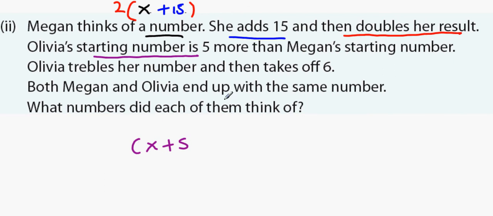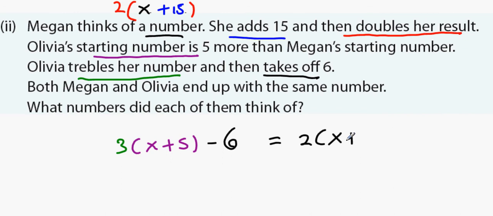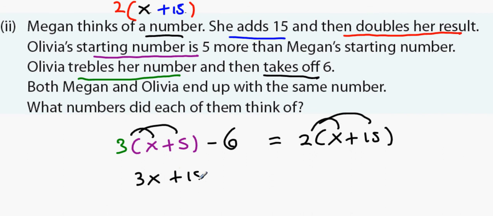Okay? Olivia trebles her number. So what Olivia does is Olivia trebles her number, which means she multiplies by 3, and then she takes off 6. They both ended up with the same number. This means Megan's number and Olivia's number are the same. So we're just going to multiply it out and solve the equation, okay? So we're going to get 3x plus 15 minus 6 equals 2x plus 30.